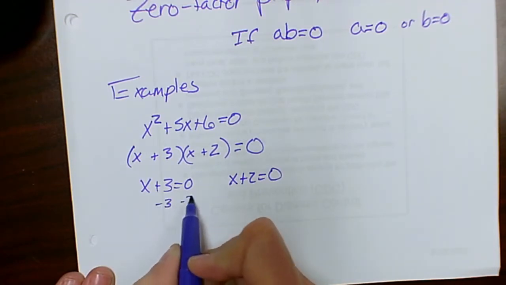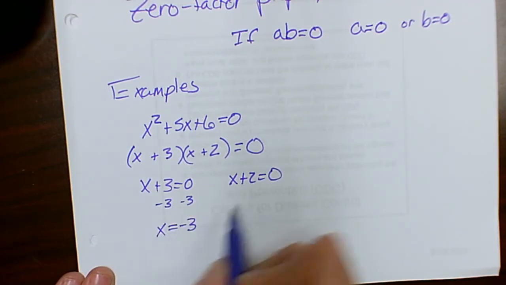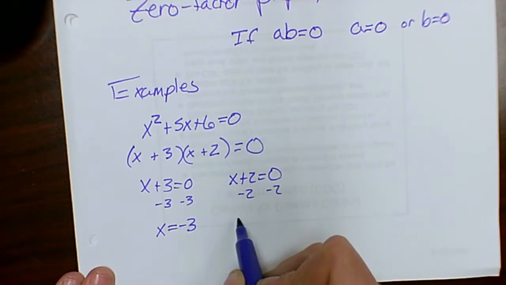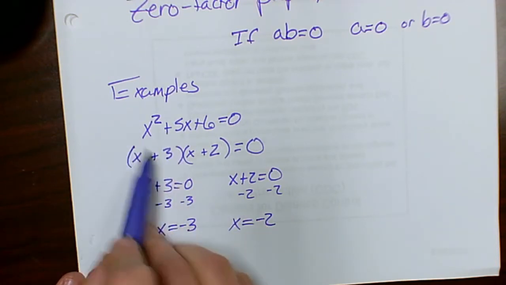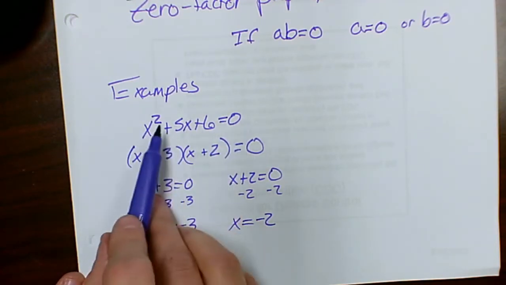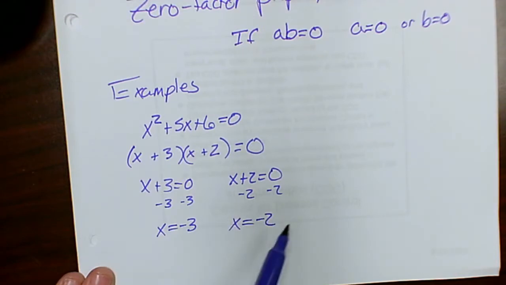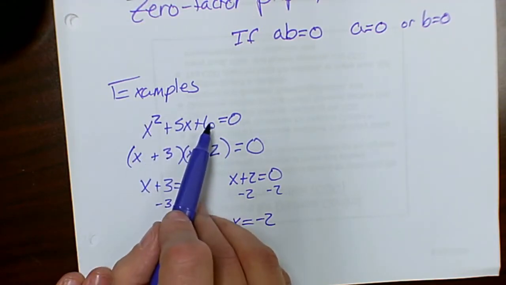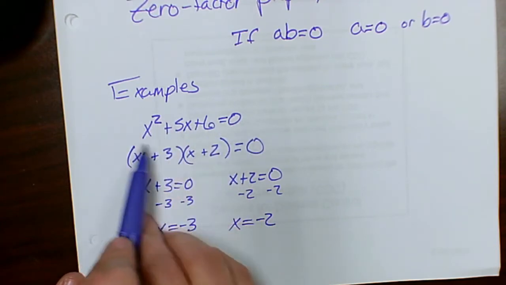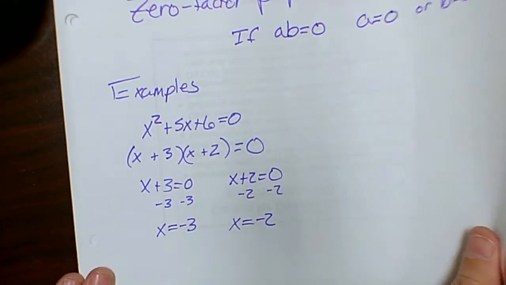If we subtract the 3, we'll have x equals negative 3. Subtract the 2, we will have x equals negative 2. So this will be our answer. If we plug in negative 3 for x, this side will equal 0. If we plug in negative 2 for x, then we will have 0 equals 0.